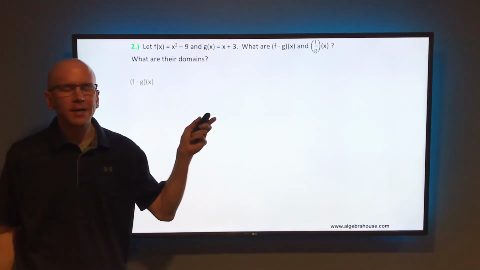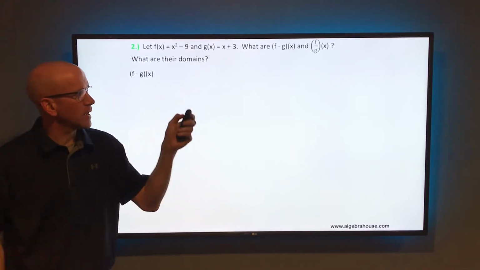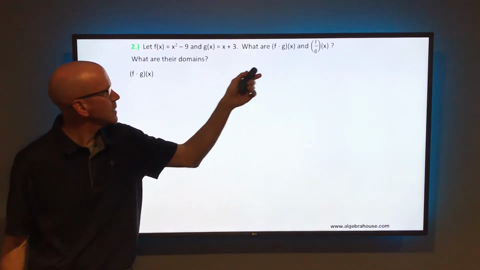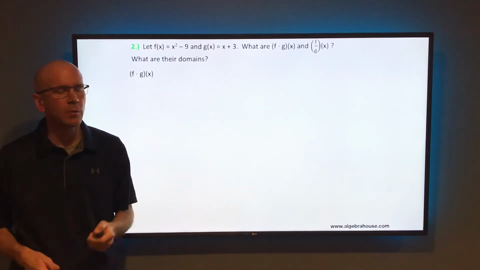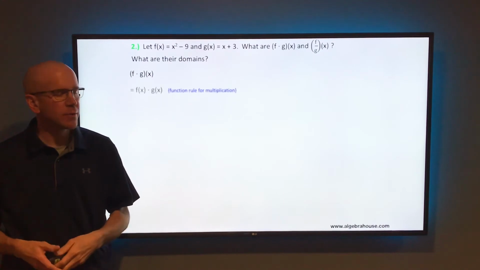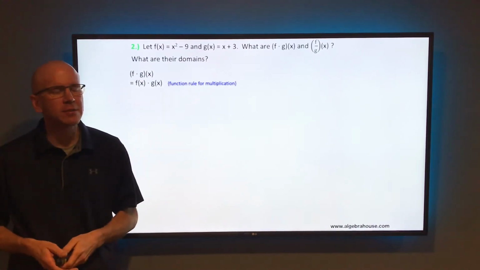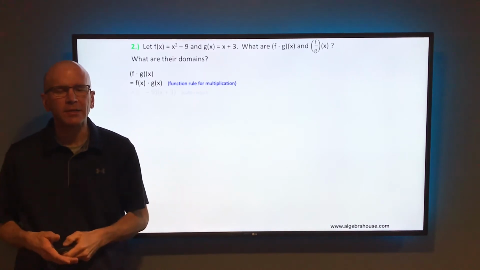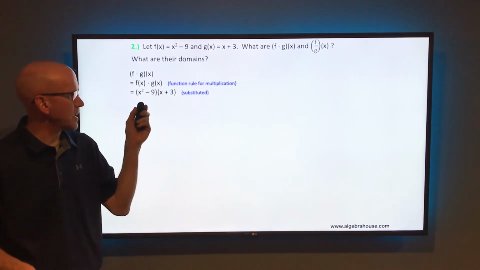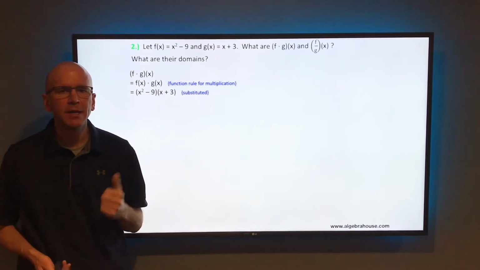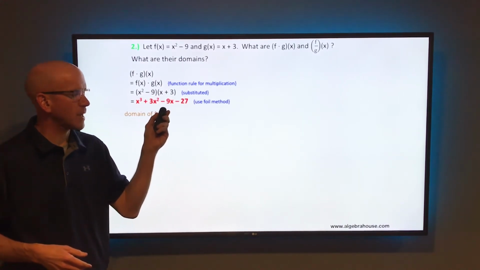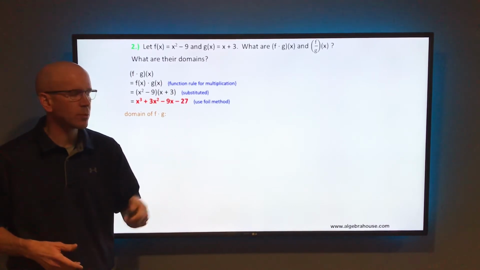Let f of x equal x squared minus 9 and g of x equal x plus 3. What are f times g of x and f over g of x? And what are their domains? Starting with f times g of x. So that is f of x times g of x. Take what f of x is, x squared minus 9, and multiply that by what g of x is, x plus 3. So that'd be x squared minus 9 times x plus 3. Use the FOIL method or distributive property there. That'd be x to the third plus 3x squared minus 9x minus 27.